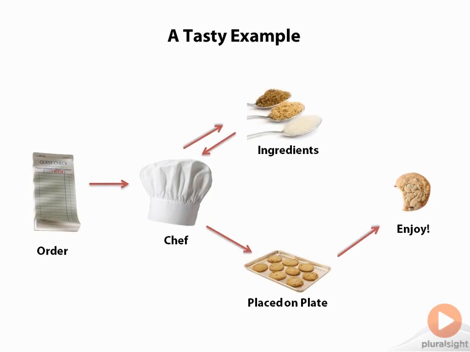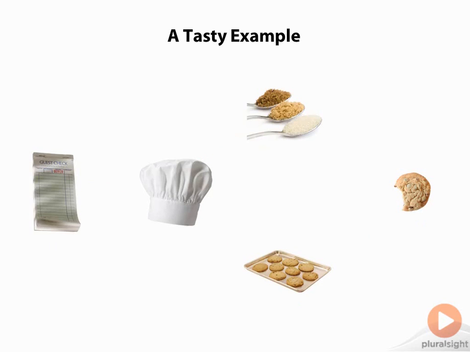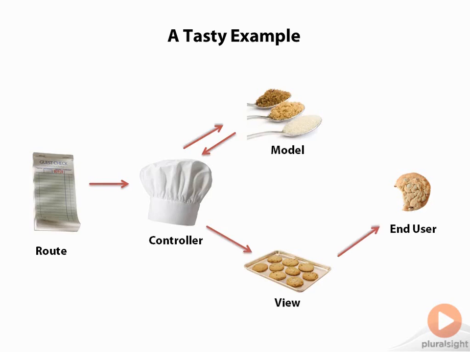This is similar with the CakePHP request. The order, or routes, processes the URL and directs the order to the correct chef or controller. Then the controller asks for the ingredients or data from the model. The model then returns the data back to the controller. If needed, the controller will process the data a little bit more and present it on a plate, or in this case, a view. The view is then presented to you, the end user, for you to enjoy.